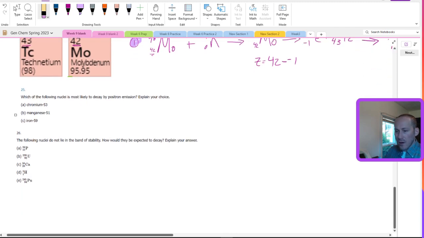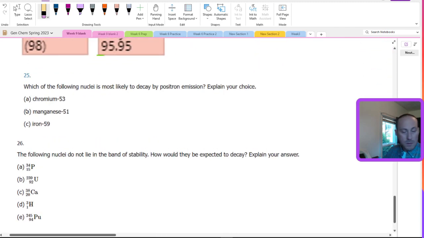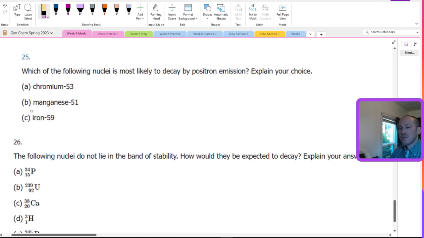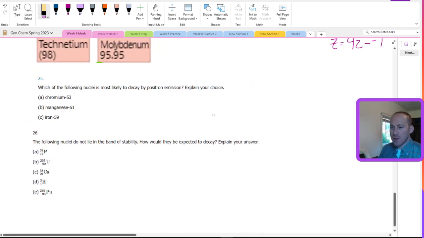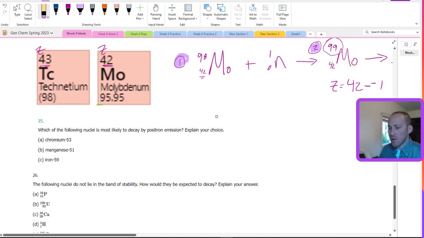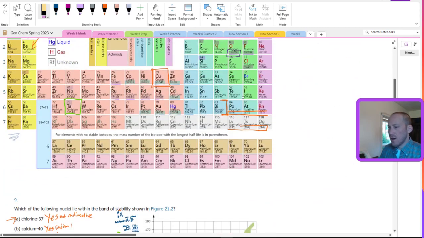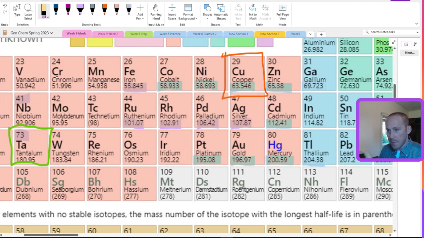So cool. We are coming up on the end of this, which is good because we're at an hour, but I'll totally finish this one off today. So which of the following nuclei is most likely to decay by positron emission? So first and foremost, let's go find chromium, manganese, and iron on the periodic table. We already looked at iron today. 30, 26. Chromium, oh, nice. They're all right in a row. Perfect.